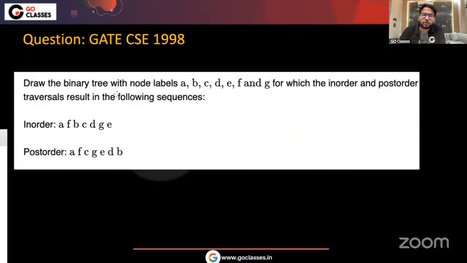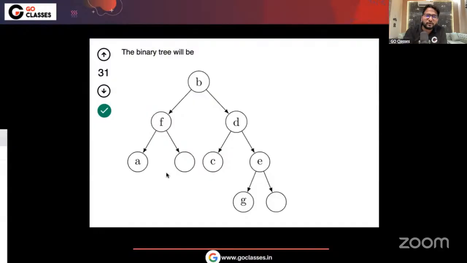Let's see this question. Draw the binary tree where in order and post order are given to you. I think you can do it. Most probably we have done almost the same question. So in order and post order is given, you can do it like this.